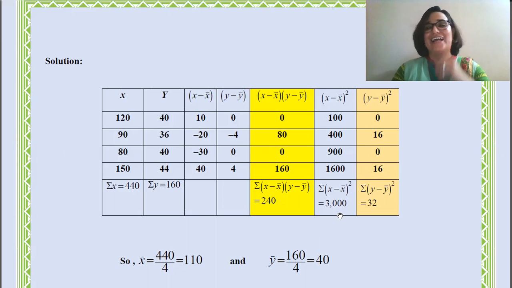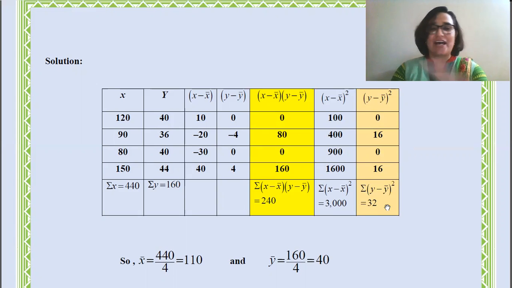Great going. The last column. We need to find out both the regression lines, so we have to take the square of both. So (y minus y bar) squared: 0 squared is 0, minus 4 squared is 16, 0 squared is 0, 4 squared is 16. Take the total, what do you get? Sigma (y minus y bar) squared is 32. I'm sure you have checked on your calculators.